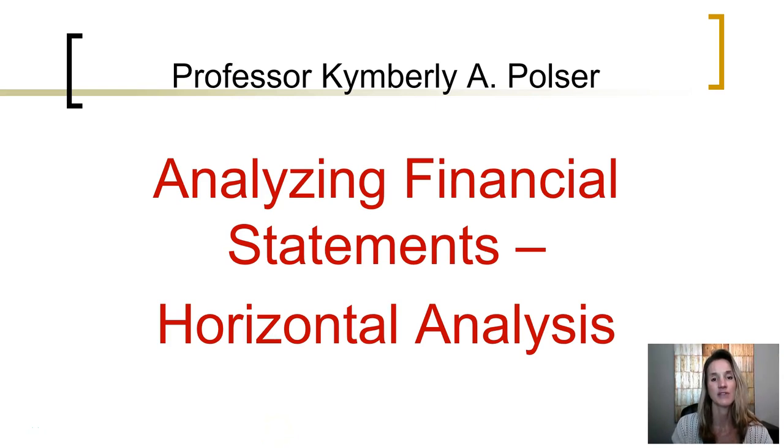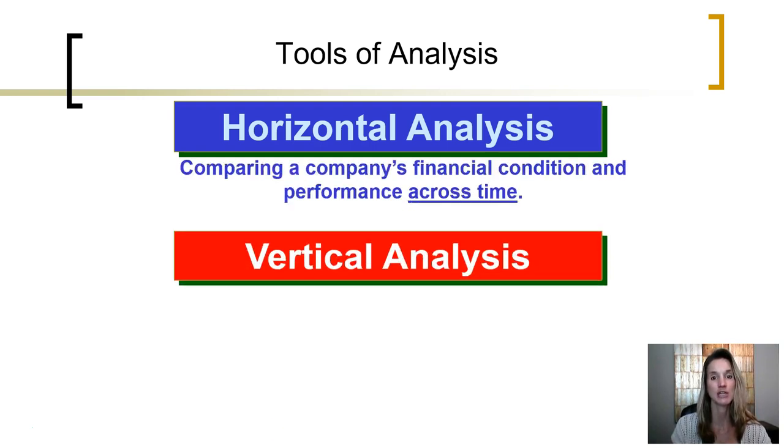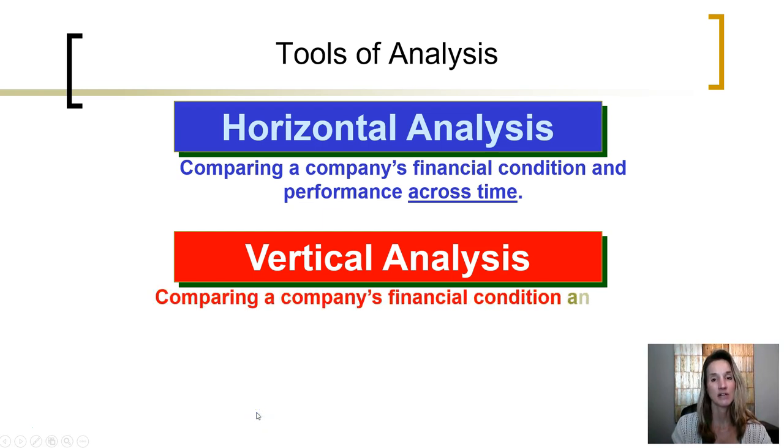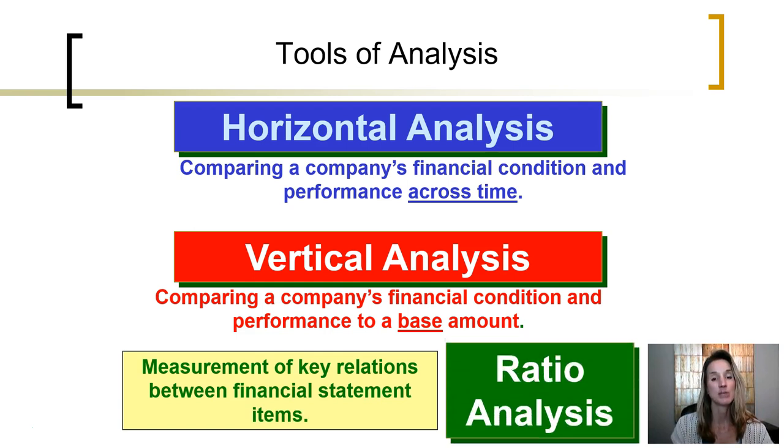This video is going to look at the use of the horizontal analysis financial tool. There are a couple different tools that we can use to analyze. The horizontal analysis, which compares a company's financial condition and performance across time, in other words, from one year to the next. Or there is vertical analysis. Vertical analysis compares a company's financial condition and performance to a base amount. This is a measurement of key relations between financial statement items. Another tool that we can use is ratio analysis.